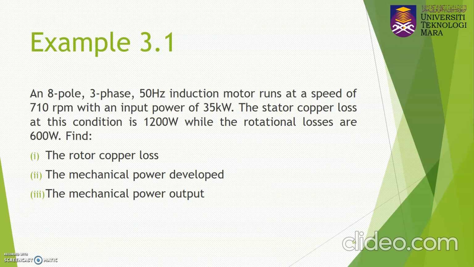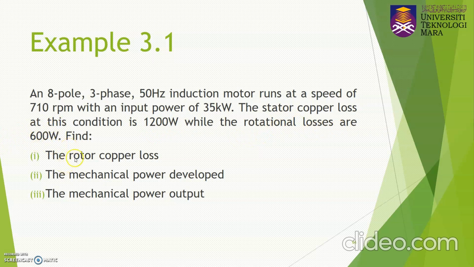Now let's have a look at the following example on how to solve a problem related to the power flow diagram. The question: you have an 8-pole 3-phase 50 Hz induction motor that runs at a speed of 710 RPM with an input power of 35 kilowatt. The stator copper loss at this condition is equal to 1200 watt, this is the PSCL, while the rotational losses are 600 watts, here is your P mu.